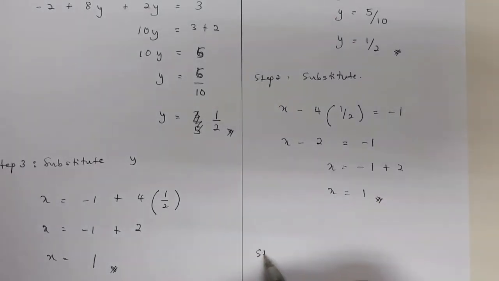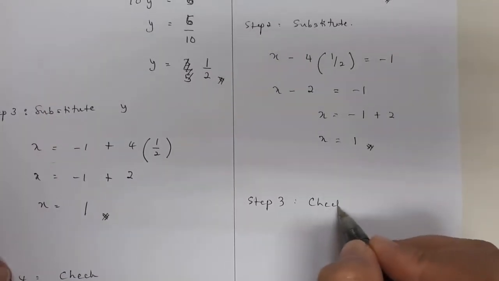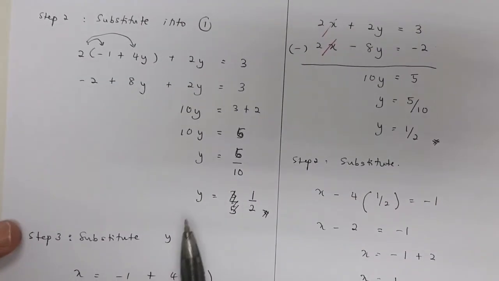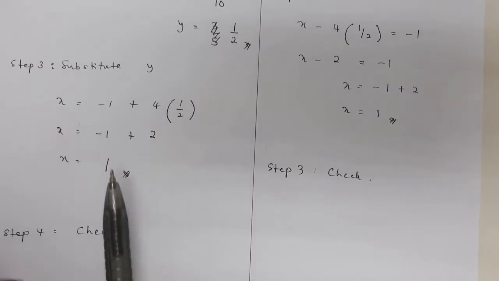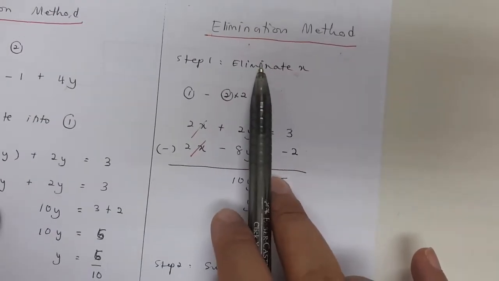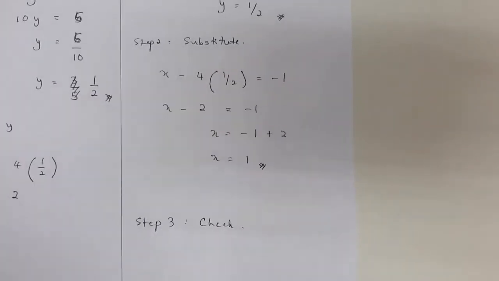Okay, and then step 3, check. When we use substitution method, we get y equal 1 over 2 and x equal 1. When we use elimination method, we still get y equal 1 over 2 and x equal 1.